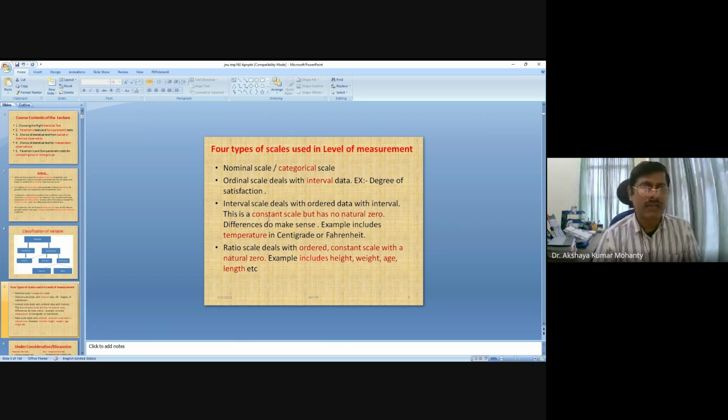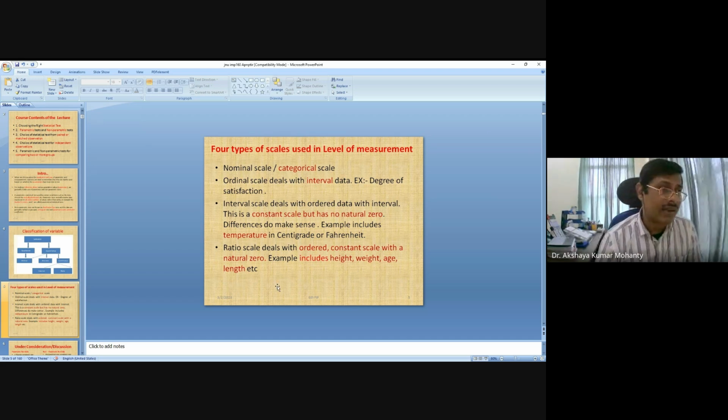The third one is the interval scale, which deals with ordered data with interval. This is a constant scale but has no natural zero. So a natural zero is not available in this case, and differences do make sense. Examples include temperature in centigrade and Kelvin. So temperature is a good example of interval scale data. And last but not least of the types of scale is the ratio scale, which deals with order and a constant scale with a natural zero. Now you see here there is no natural zero, but here it is a natural zero. Examples include height, weight, age, and length, etc.